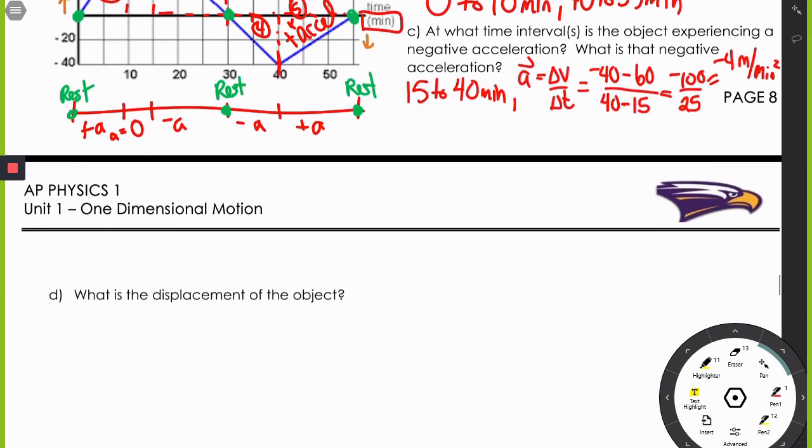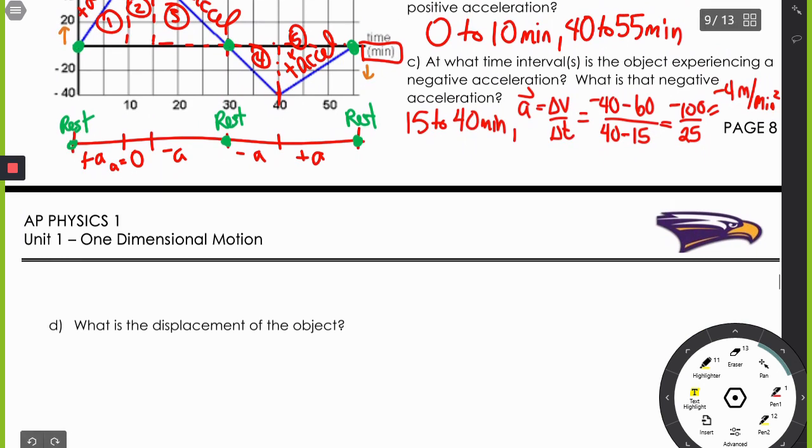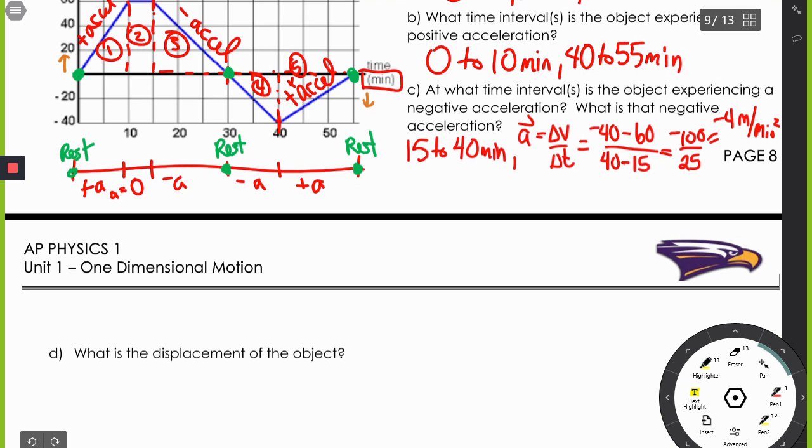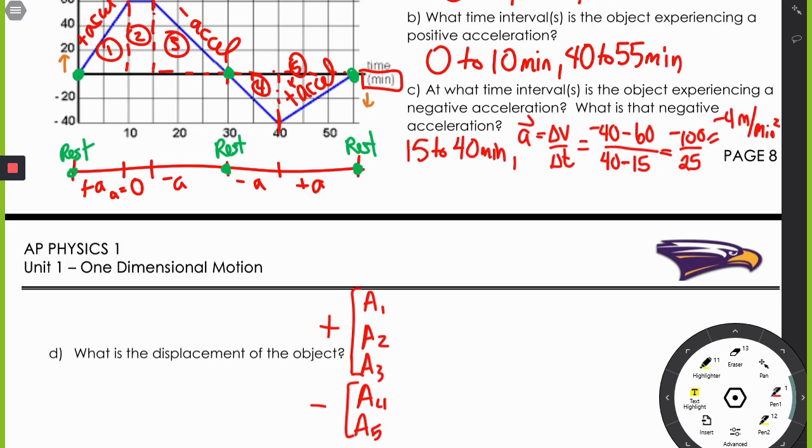Now, part D in this question says, what is the displacement of the object? And I'm going to try to get it arranged so that we can see the graph as well as do the question. There we go. So I have to do 5 areas. So I have to do area 1, area 2, area 3. Now these are on the positive side. Then I have to do area 4 and area 5, but these are on the negative side. And so when we plug in our height into 4 and 5, we're going to plug in negative numbers. Because remember, we're looking for a displacement, so we have to include the direction.